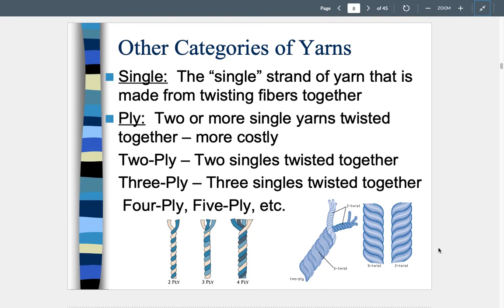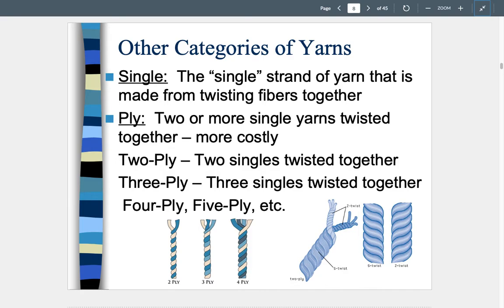Okay, some other categories that we're going to implement here, where we break down that idea of yarn into either a spun yarn or a filament yarn. And then we're going to break it down even further and ask, is it a single or is it a ply? When we say it's a single, we're talking about a single strand of yarn that's made up of twisted fibers.